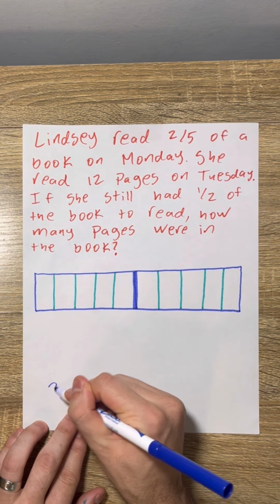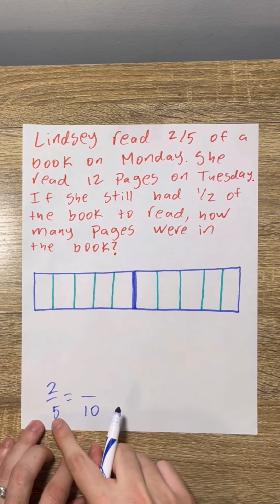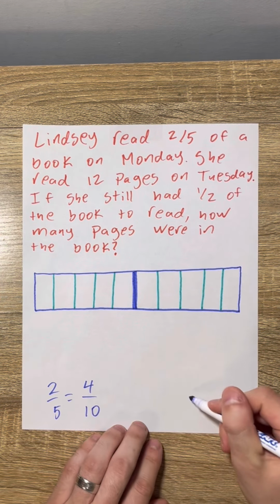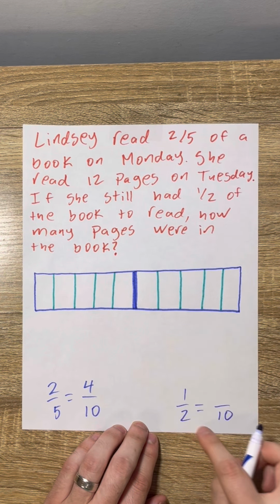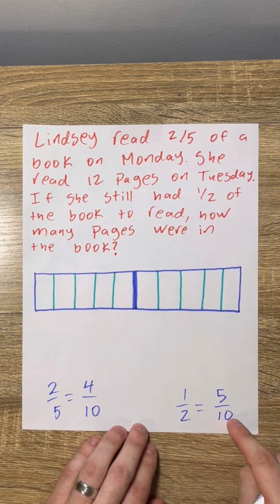So let's go ahead and convert 2/5 into a fraction over 10. 5 times 2 is 10, 2 times 2 is 4. So 2/5 is equal to 4/10. Let's go ahead and do the same thing with 1/2. 2 times 5 is 10, and 1 times 5 is 5. So 1/2 is equal to 5/10.